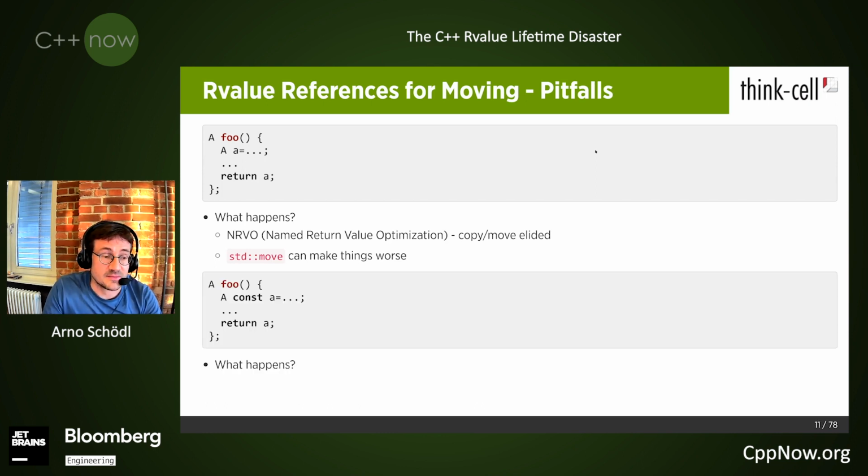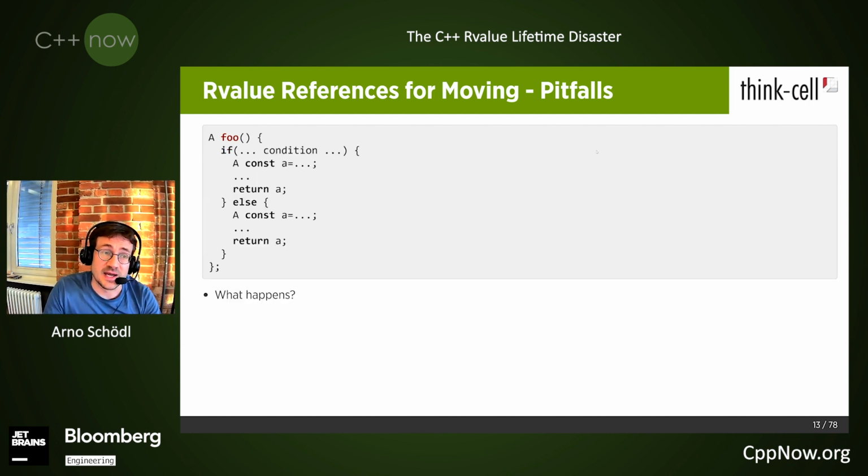Now, what happens if you put the const back in? Well, turns out that works as well. The NRVO still holds, it still works, even if you have a const object. So you may say, well, const can't be that bad. Well, let's say you have a condition and you are creating two different kinds of A's. And the first A is returned under some circumstances, or the second A. Now, in that case, NRVO, named return value optimization, doesn't work anymore.